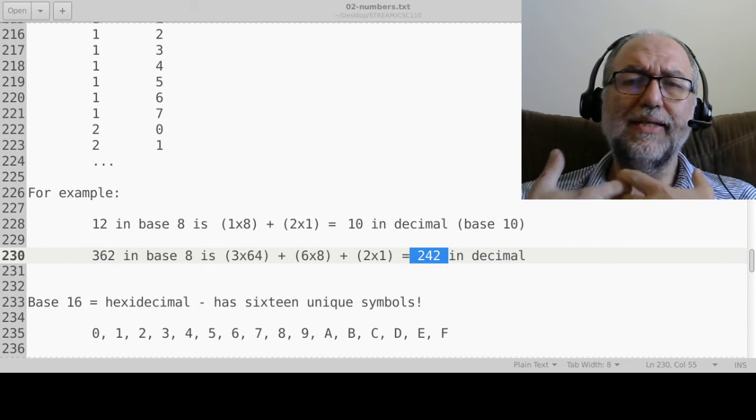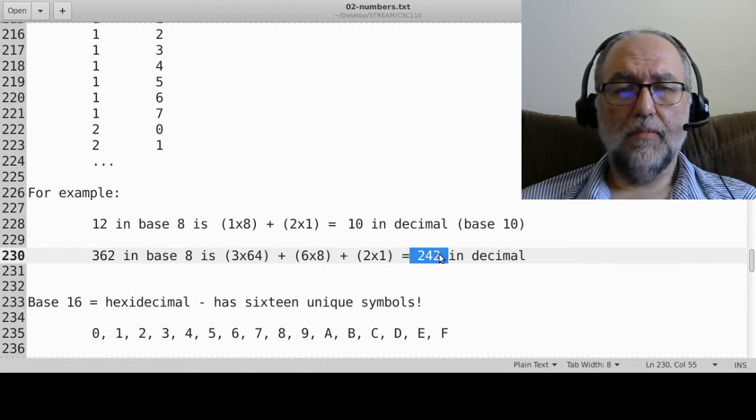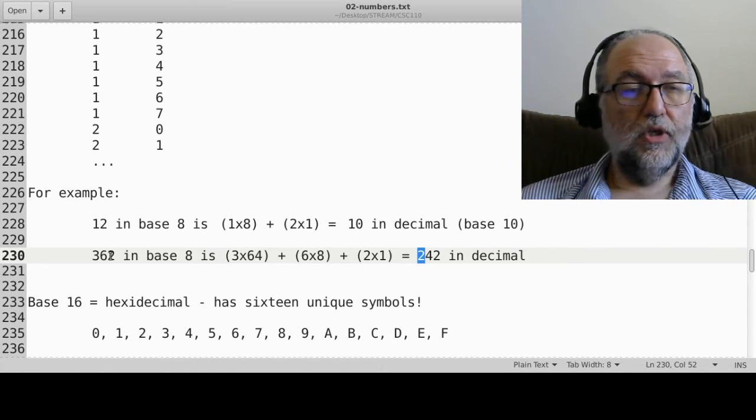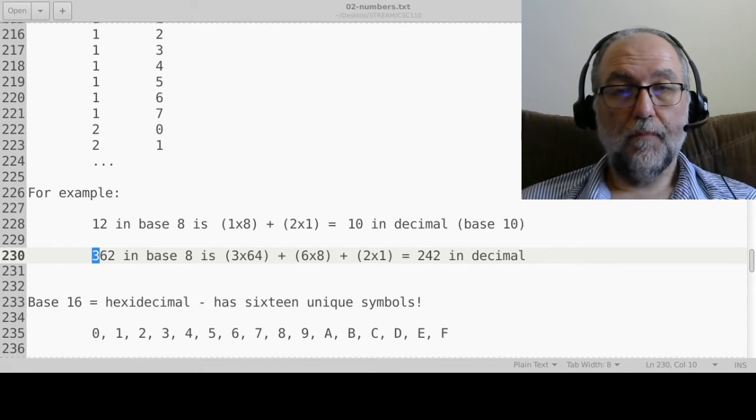When you give someone a number, it is automatically understood that that number is in decimal, meaning that this 2 is in the ones column. This 2 is in the tens column. That 2 is in the hundreds column. But if you use base 8, this 2 would be in the ones column. That 6 would be in the eights column. That 3 would be in the 8 times 8 column, the 64.